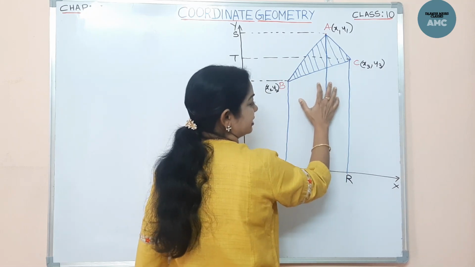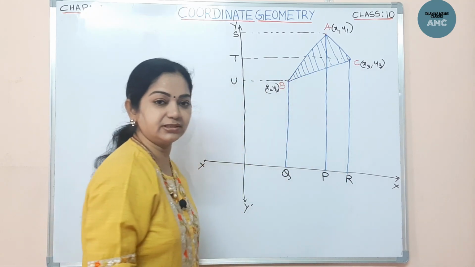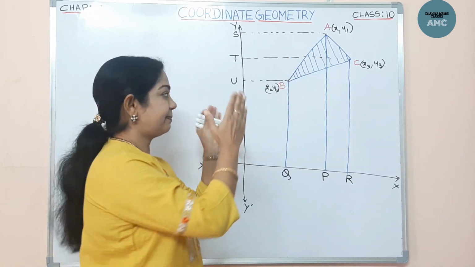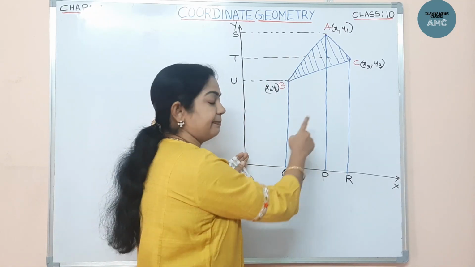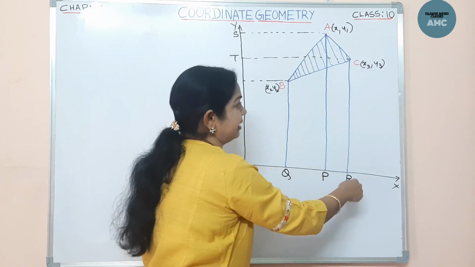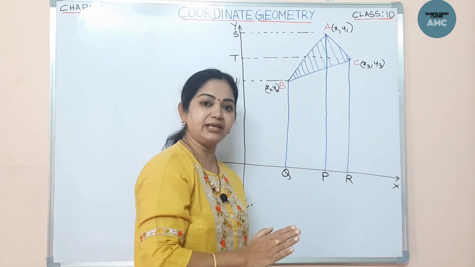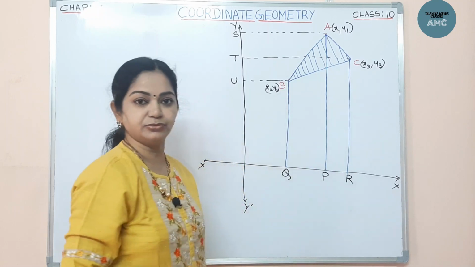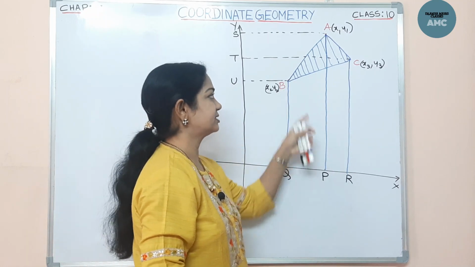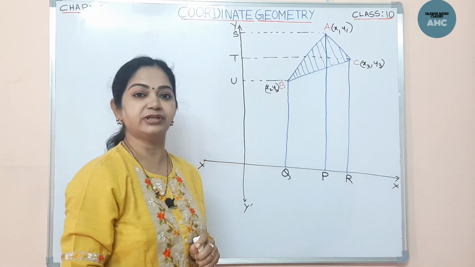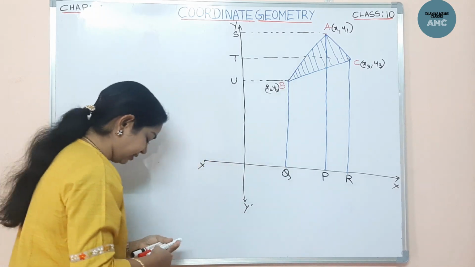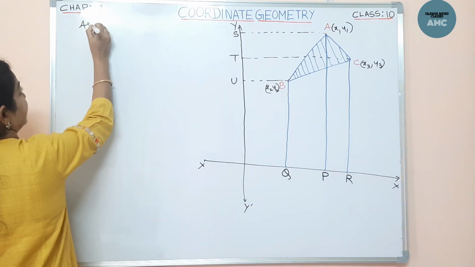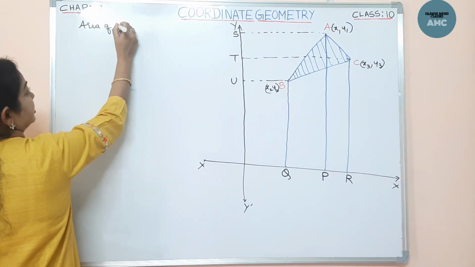From that, I will subtract this trapezium, that is the unshaded trapezium, isn't it? Then you get the shaded part. So trapezium ABQP plus trapezium APRC minus the trapezium BCRQ. Like that, if you subtract, you get the area of a triangle. So here we will be deriving the area of a triangle. Now here, area of triangle.